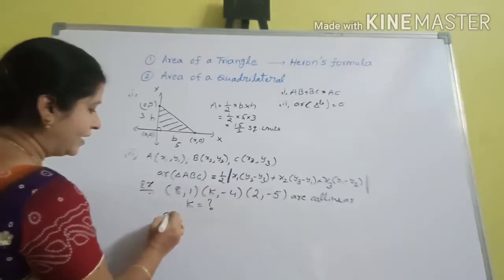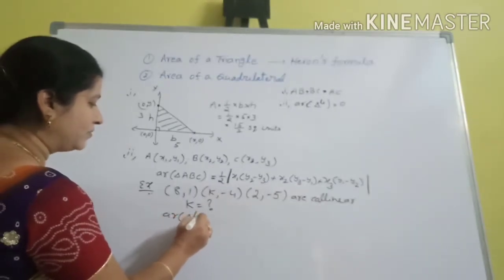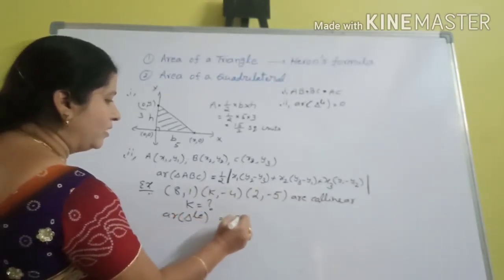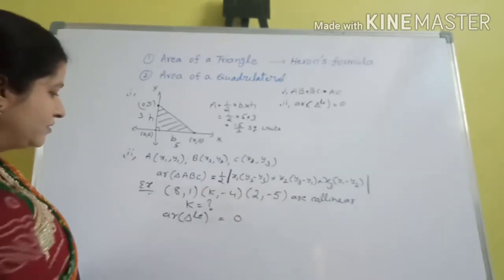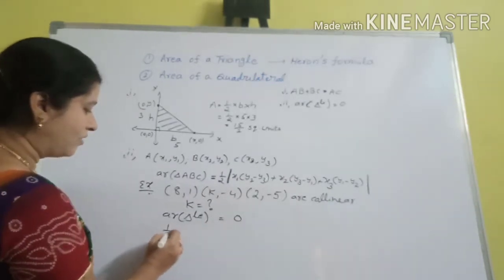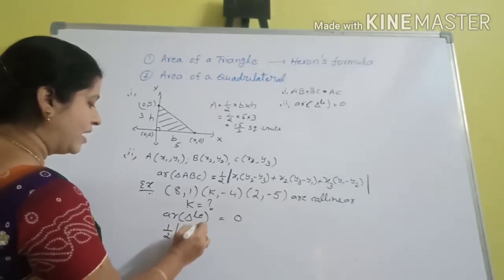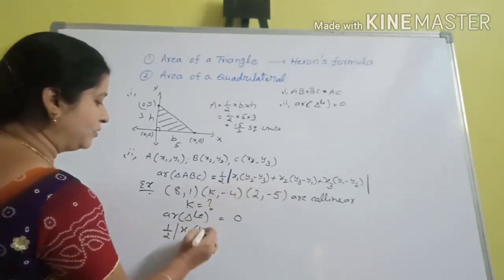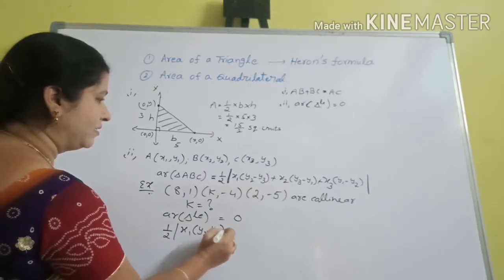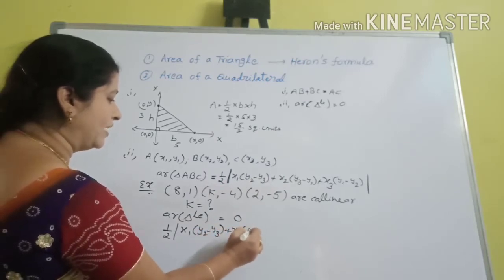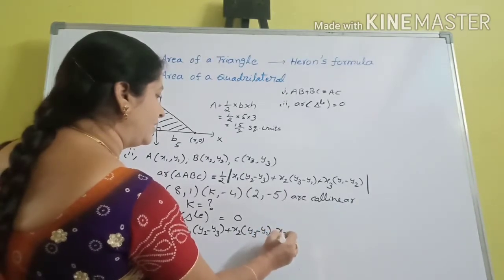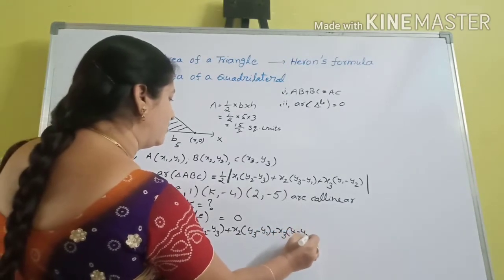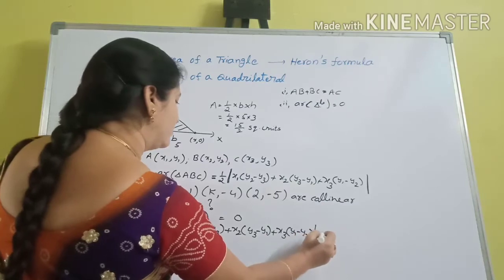So here, area of triangle equal to 0. Collinear means we are taking the area of the triangle equal to 0. So what is the formula? Half modulus of x1 into (y2 minus y3) plus x2 into (y3 minus y1) plus x3 into (y1 minus y2) equal to 0.